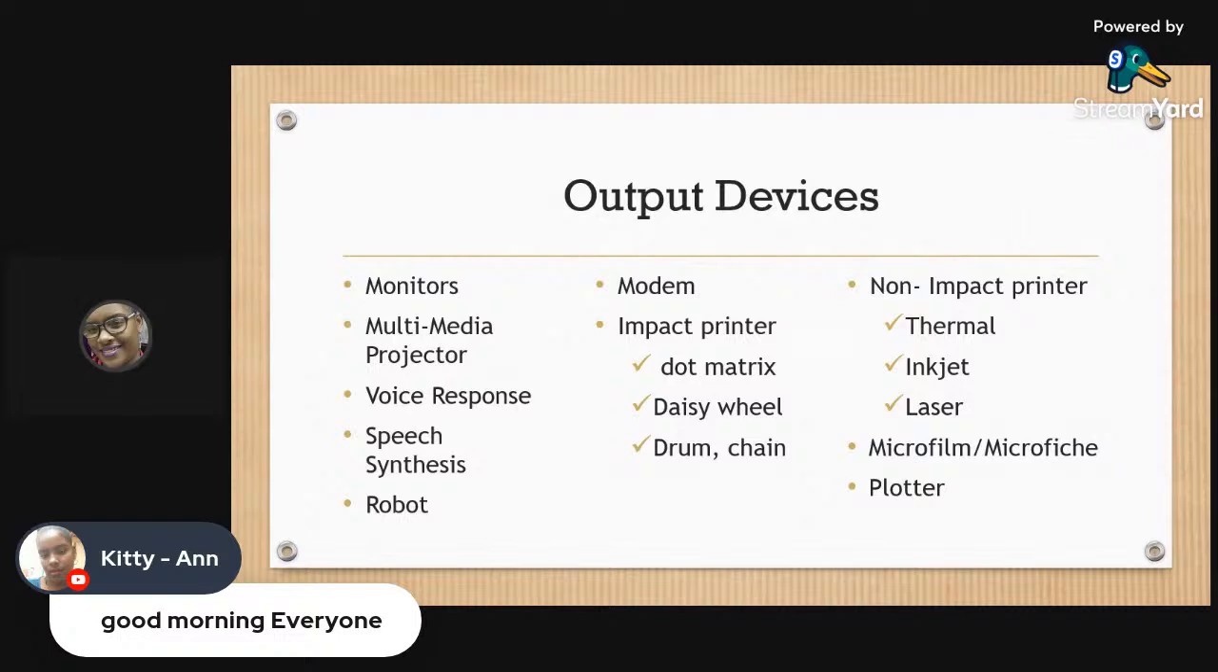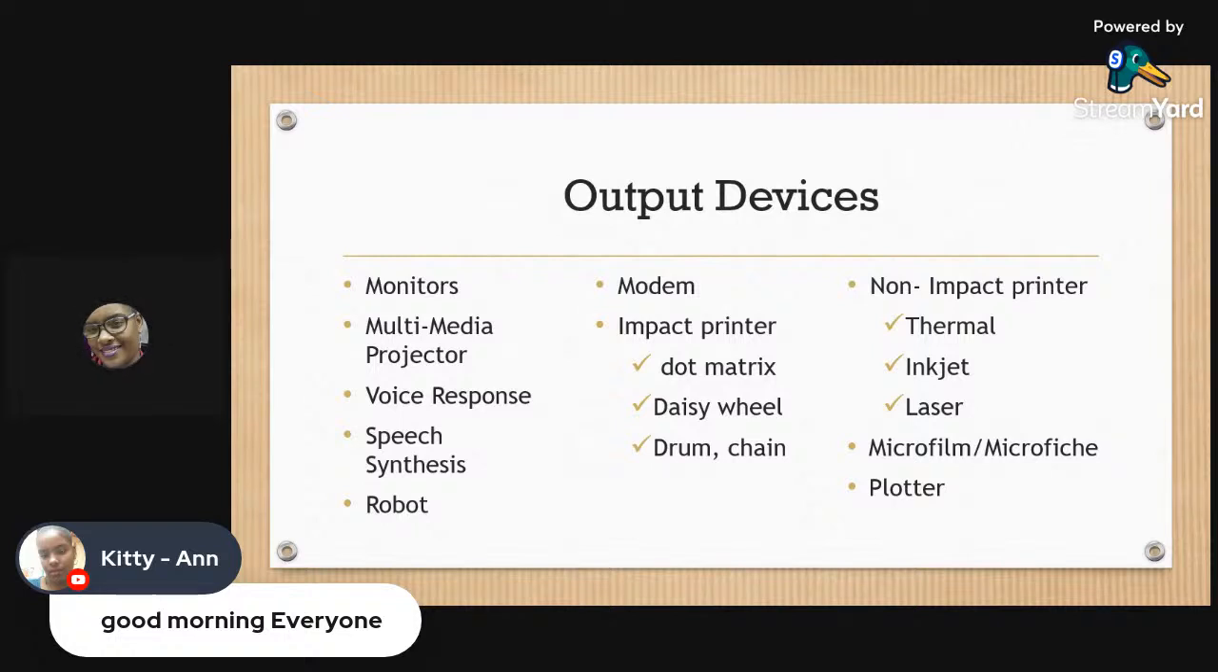We also have the plotter, which is used when you want to print on paper that is not letter size, legal size, or these other common paper sizes that we are aware of. So when we think about persons who are in the visual arts, persons who are doing architectural work, we think about plotters for them.